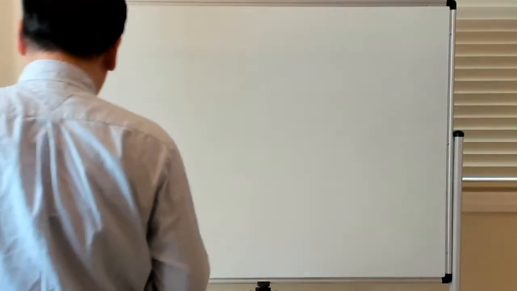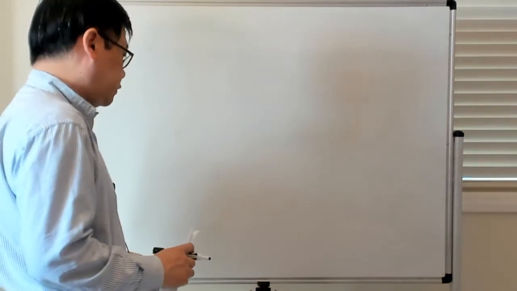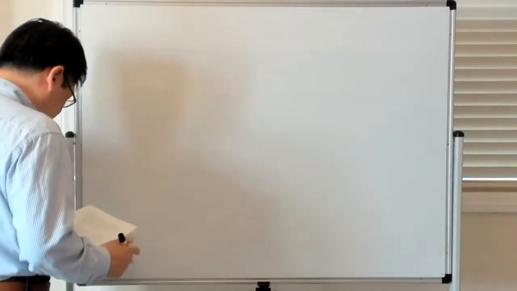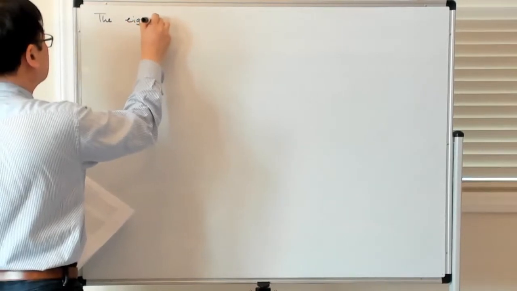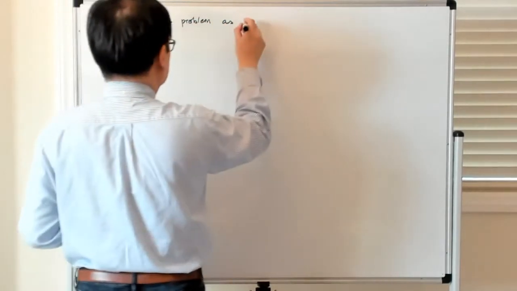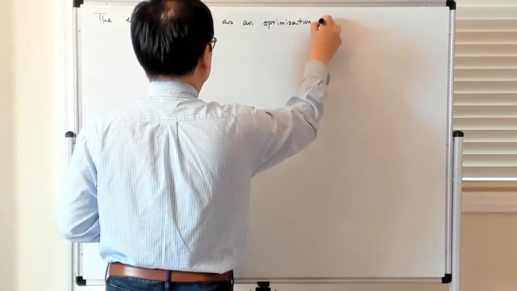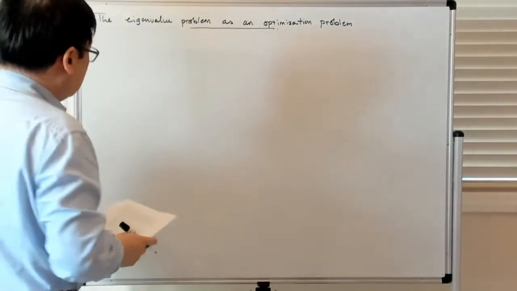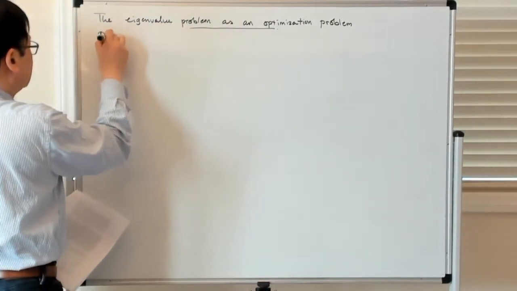Okay, so now we're in a position to frame the eigenvalue problem, including the generalized eigenvalue problem, in terms of an optimization problem on a matrix manifold. Okay, so the eigenvalue problem as an optimization problem. And this entails showing that a particular cost functional actually has minimizers which are related to what you want. Okay, so let me state the following proposition.